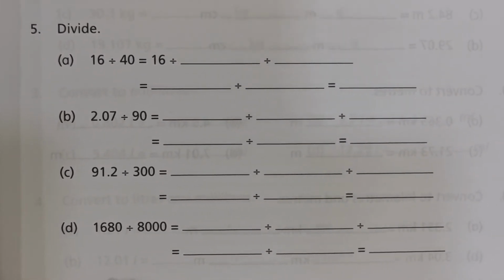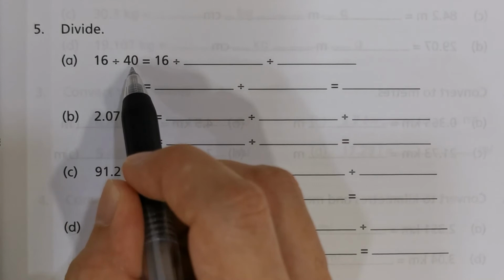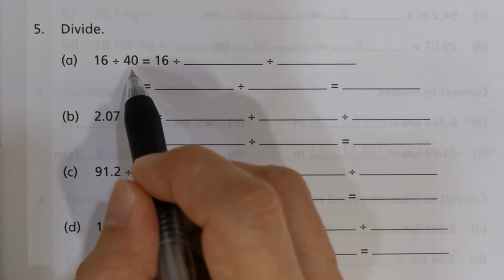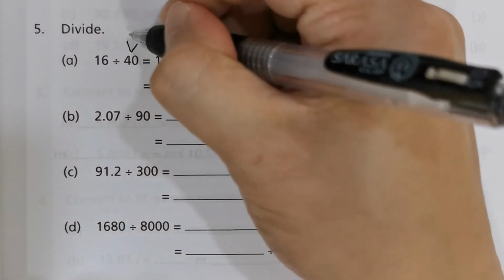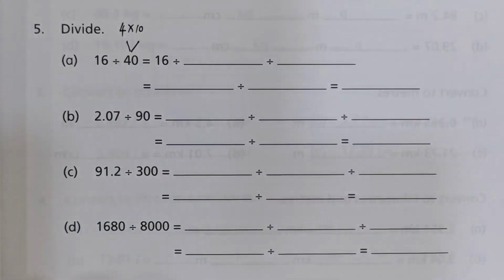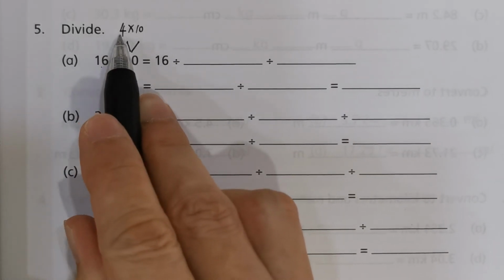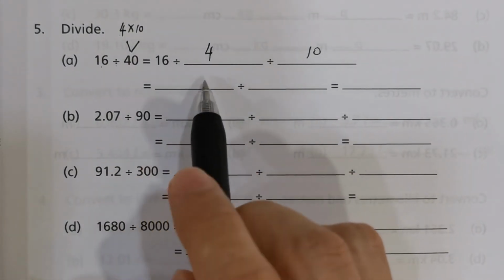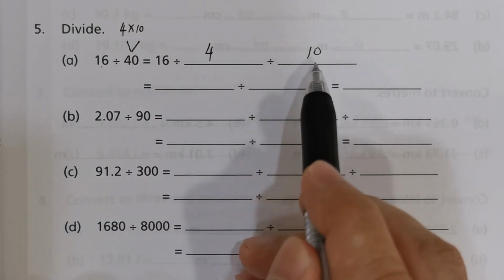Now, still remember, division, you're going to move towards your left-hand side because your number becomes smaller. So let's do this. 16 divided by 40. Now, it's not divided by 10, not divided by 100, not divided by 1,000. It's divided by 40. So you're going to split this up first. Split up into 4 times 10. So it means that you're going to first of all do 16 divided by 4, then divided by 10. So you divide by the first number, which is a 4, and then divide by a 10.